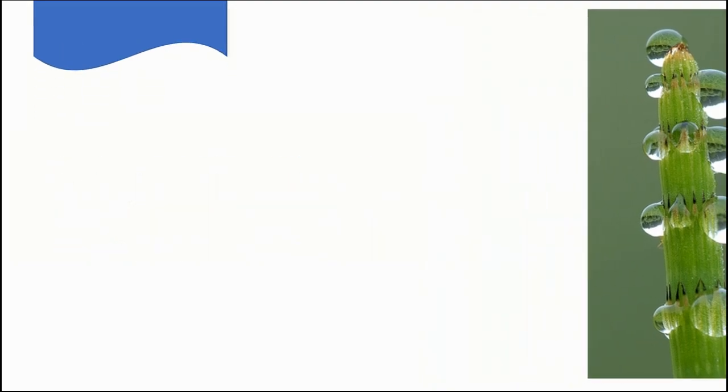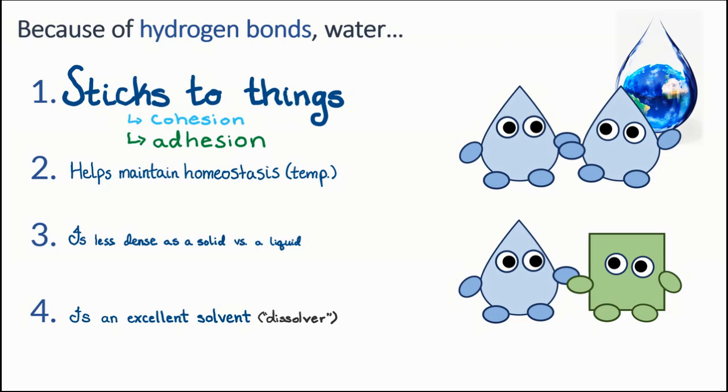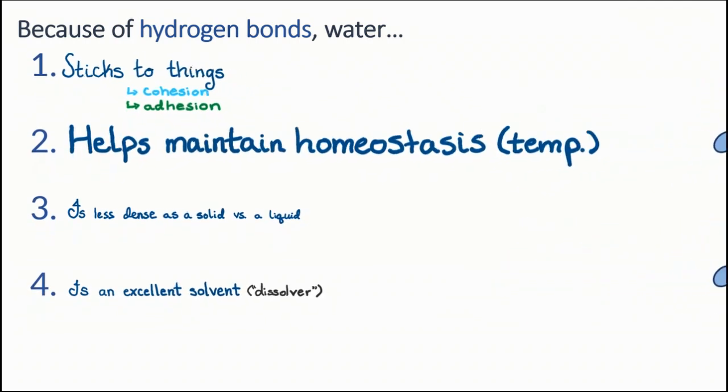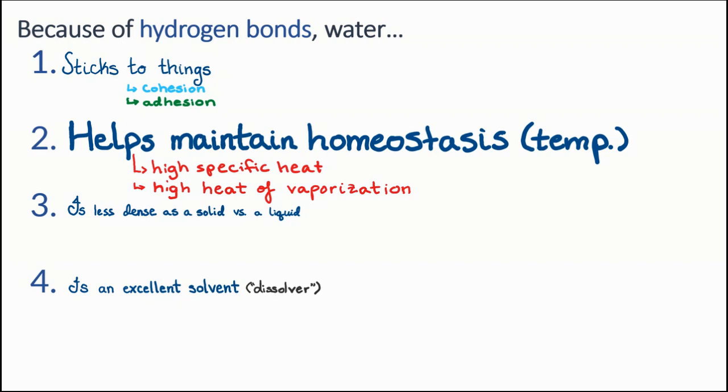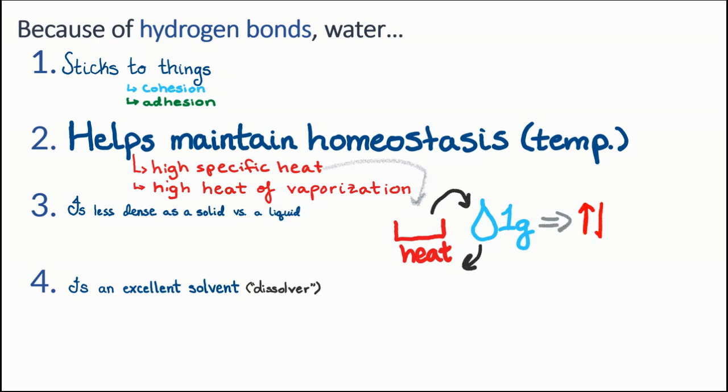All right, so now let's move on from how hydrogen bonds help water stick to things to discussing how the hydrogen bonds in water help maintain temperature homeostasis. Well, water has a high specific heat and a high heat of vaporization. Specific heat refers to the amount of heat that 1 gram of something must absorb or release to change the temperature of that substance by 1 degree Celsius.